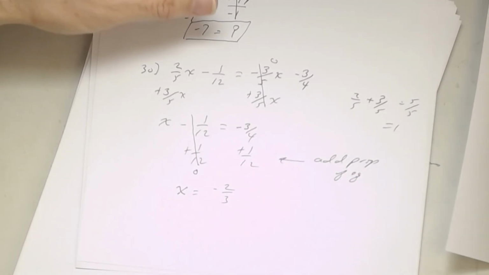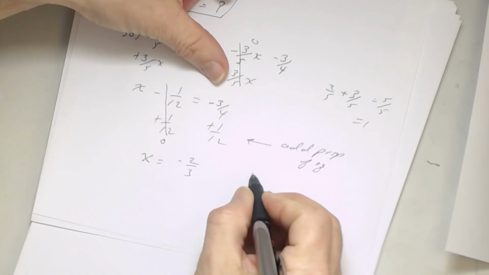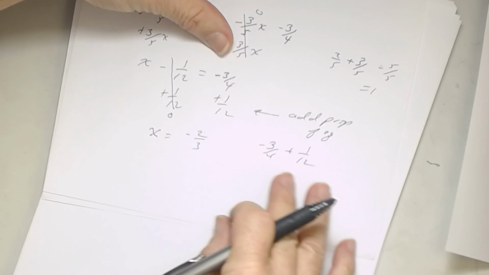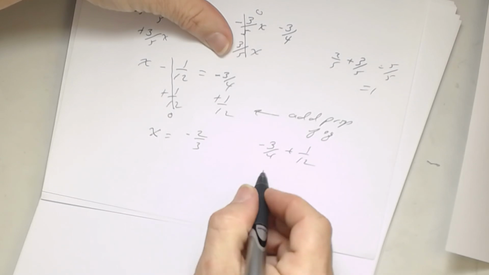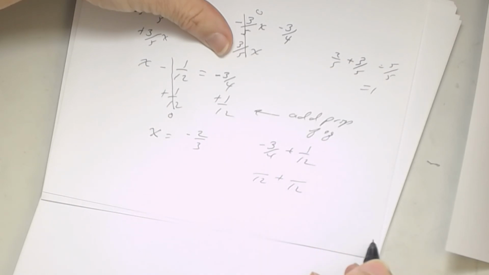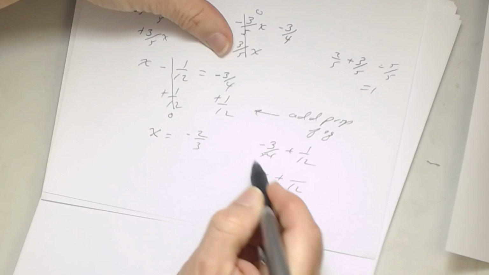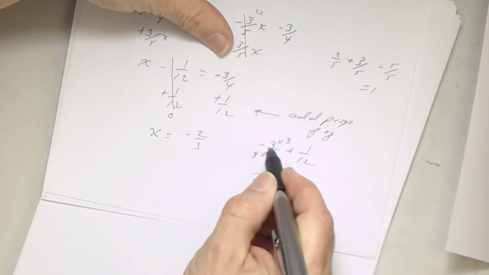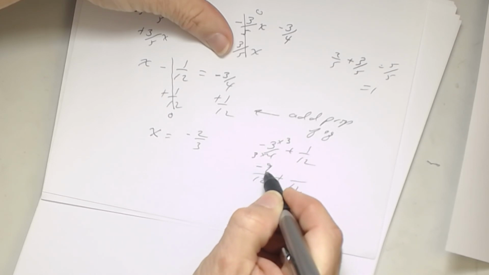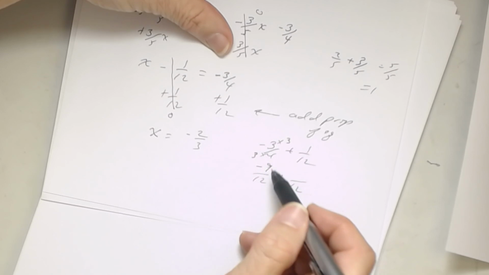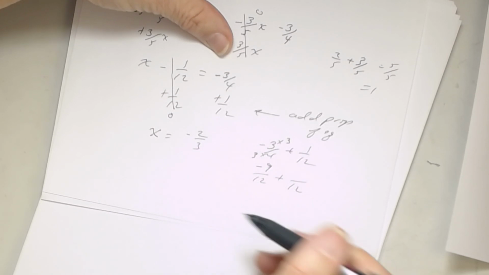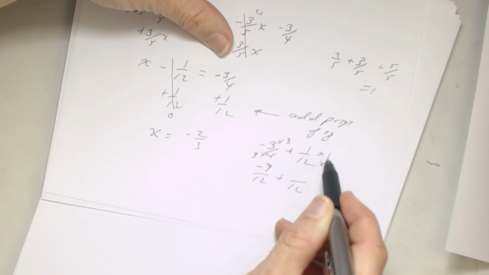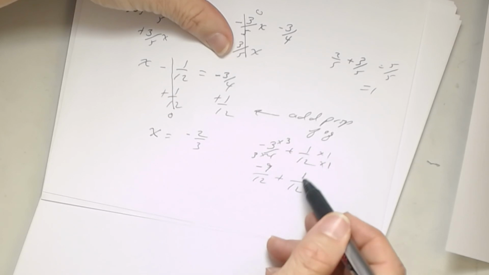Now, if you do it by finding the LCD, this is what you're going to do. Negative 3/4 plus 1/12. What's the least common denominator of 4 and 12? So you write two fractions with 12 as the denominator. 4 times what is 12? 3. What I do to the denominator, I have to do to the numerator. Negative 3 times 3 is negative 9. So negative 3/4 is equivalent to negative 9/12. 12 times what is 12? 1. In fact, 1/12 is equivalent to itself.